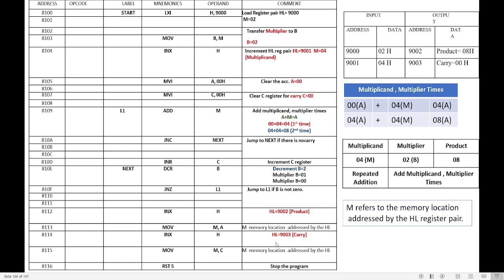So this is how you do the multiplication. Your first data, the multiplier, must be in B. Your second data, the multiplicand, must initially be in M. So you clear A, add A with M, and store the temporary answer in A. Again decrement B after completing one addition. Now B becomes 1. Since it is not 0, go and add again: 4 plus 4 is 8. Again decrement B; 1 becomes 0. Since it is 0, come out and store the result. This is how you do your multiplication.